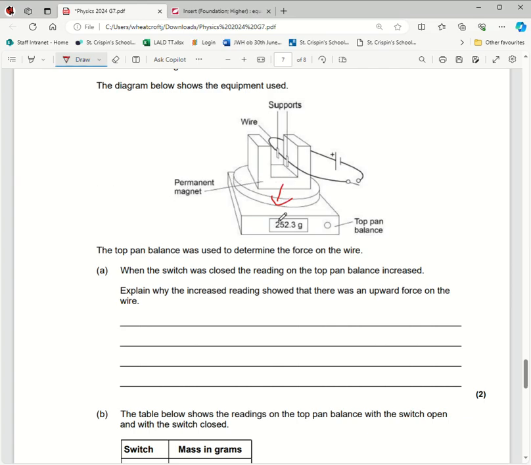If there is a downward force on the top pan balance caused by the wire pushing on the magnet, the wire is also having its own equal and opposite force acting upwards. That's an example of Newton's third law: where you've got one object putting a force on another object, that object will put the same type of force back on the previous one, equal and opposite in direction. So the magnet will push upwards on the wire, which is why it's an equal force and it's upwards.